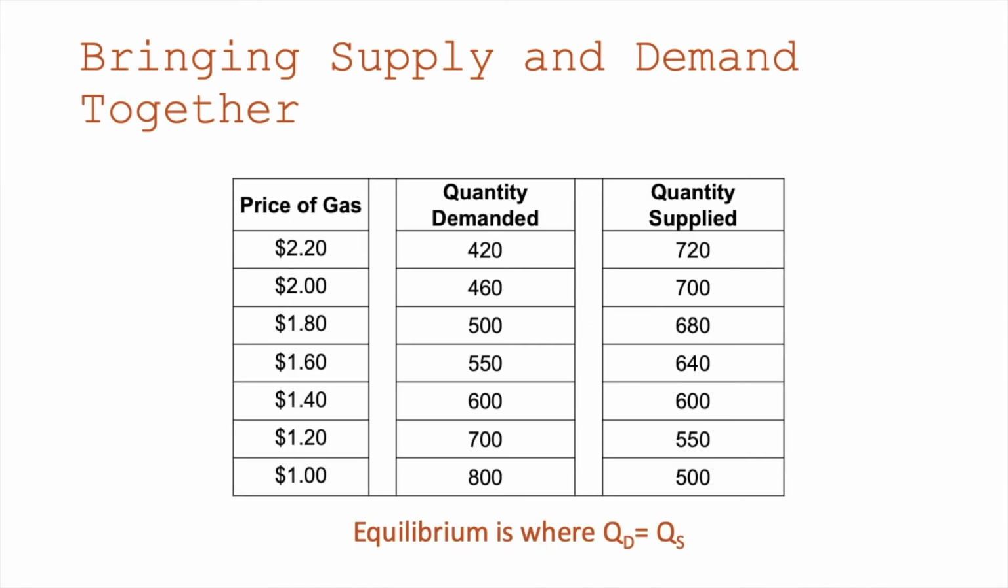I could also give you a supply and demand schedule and ask you to find the equilibrium point here. This is a little bit trickier than just looking at where two lines intersect on a graph, but I bet you guys could do it. You just need to see where the quantity demanded is equal to the quantity supplied, so where these numbers match up. Hopefully you guys can see it's right here. So at this point, the equilibrium price, again, is $1.40, and my equilibrium quantity is 600 million gallons of gas. That's where those two are equal.